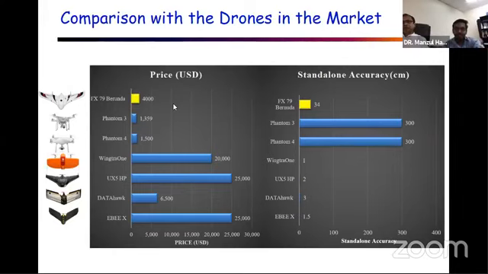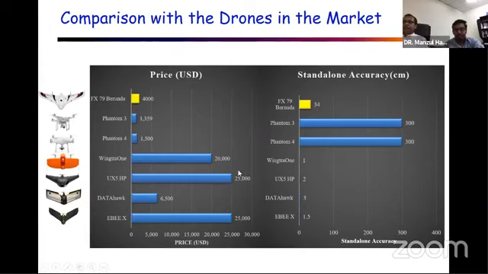And you can see that these last 4 drones are survey grade drones. The average price of a survey grade drone lies around $20,000. A consumer drone ranges around $1,500. So the drone we built here costs only a fraction of the survey grade drone.